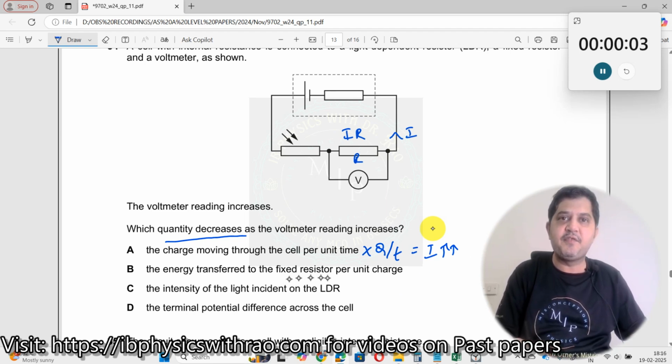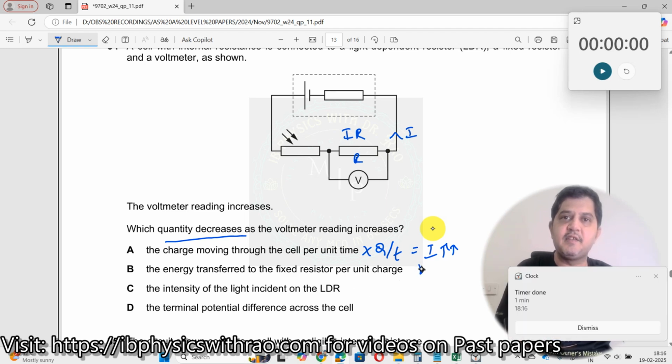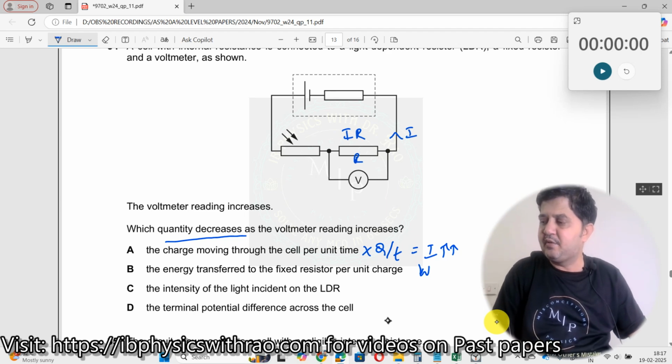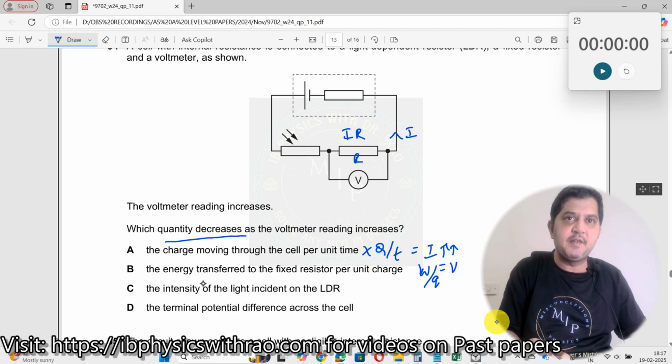Energy transferred to the fixed resistor per unit charge. Let me say the energy transferred is W. W per unit charge is nothing but W by Q. What is W by Q? W by Q is equal to V, the potential difference at the resistor. Is it decreasing? No, it's not decreasing. It's increasing, as already told. Therefore, this is also incorrect.